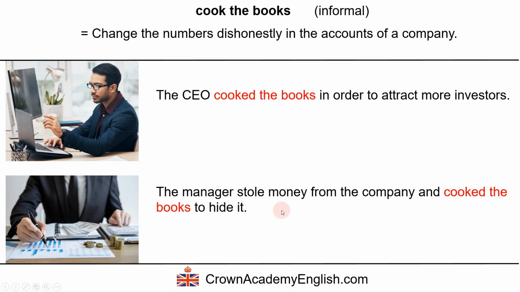The manager stole money from the company and then cooked the books to hide it. So he stole lots of money from the accounts, and then to hide the theft, he cooked the books. So he changed all the accounts, changed the numbers in the accounts, so that you cannot see the stolen money.